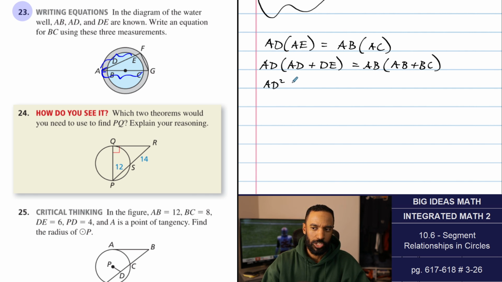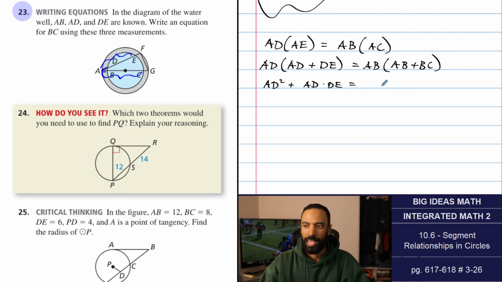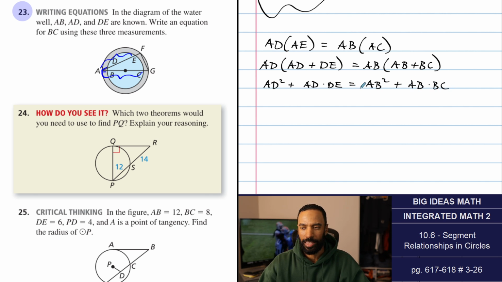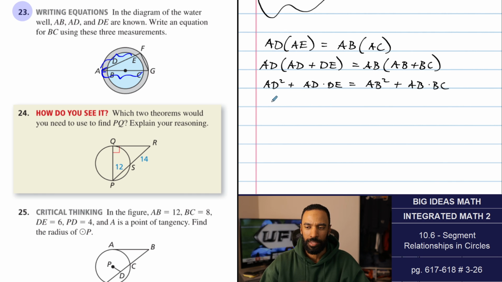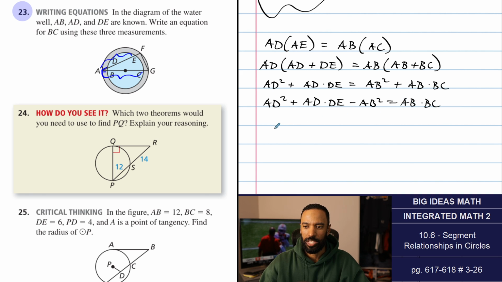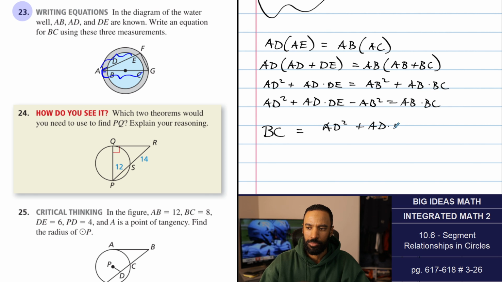AD times AD is AD squared. And then here's AD times DE. Like that. And then AB times AB is AB squared. AB times BC is AB times BC, like that. I'm basically going to subtract this AB squared over, then divide both sides by AB. So AD squared plus, I want one fraction, AD times DE minus AB squared equals AB times BC. And then divide both sides by AB, and you get BC equals AD squared plus AD times DE minus AB squared all over AB.